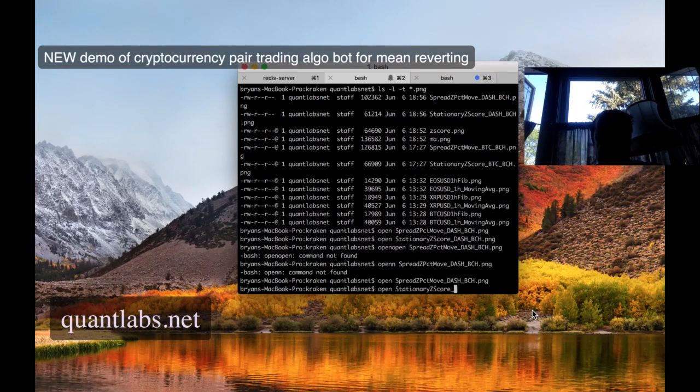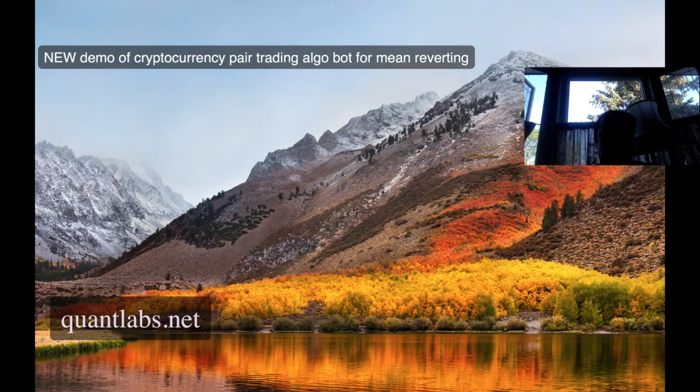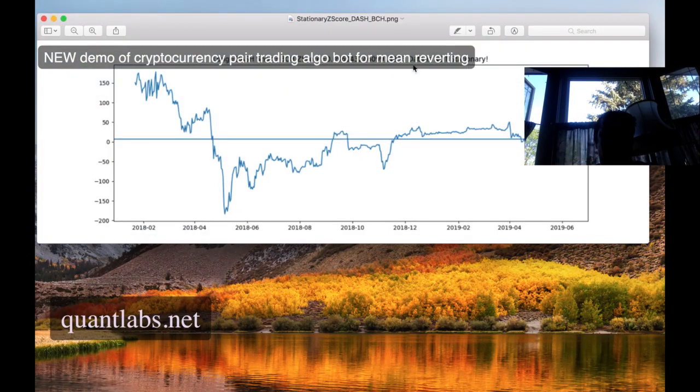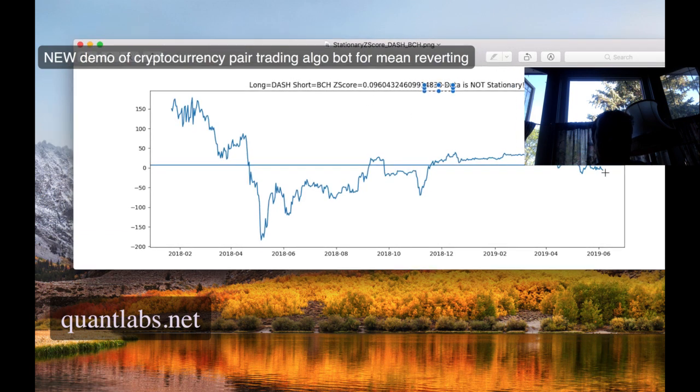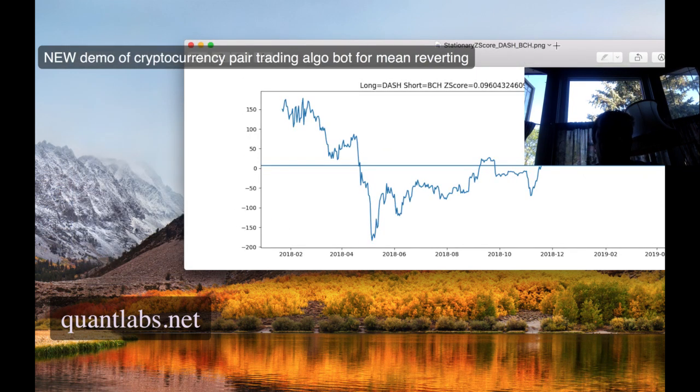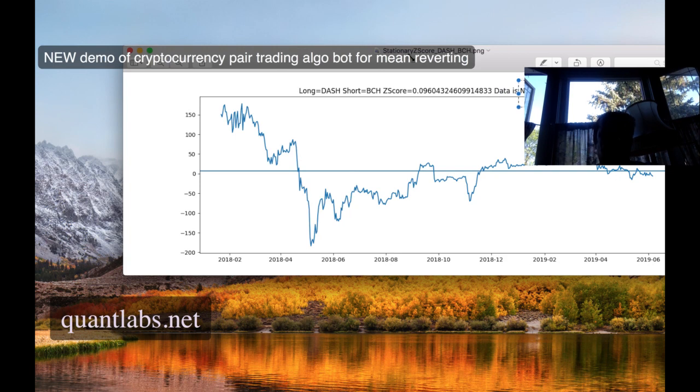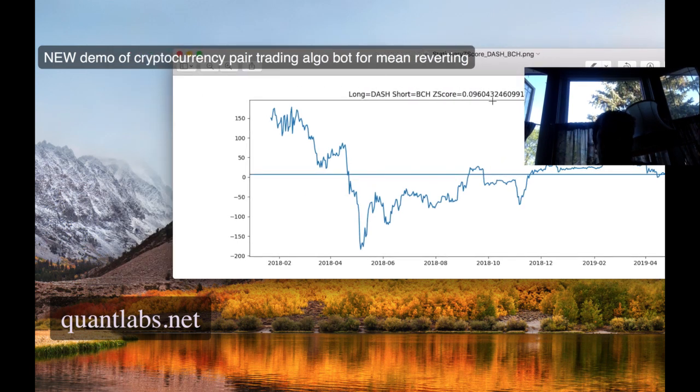And then we have the stationary Z-score. I'll be talking about this on Monday, live at 12 p.m. Here you can see it's just been bouncing around. Generally, you want to see this mean reversion back to the mean of 0. And you can see here it says it's not stationary, which means it doesn't co-integrate.